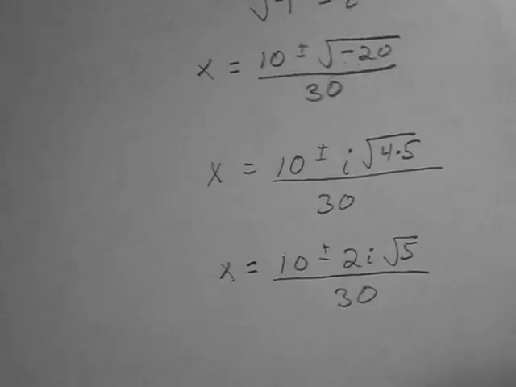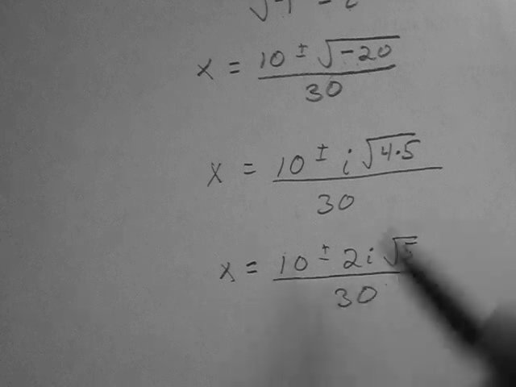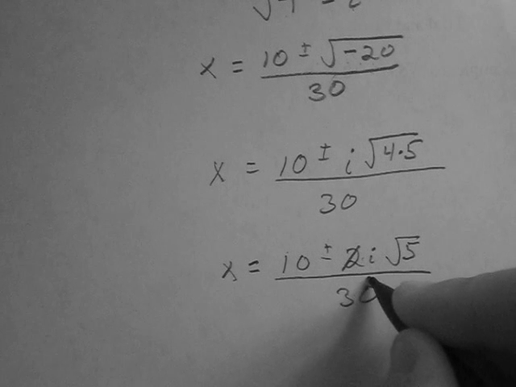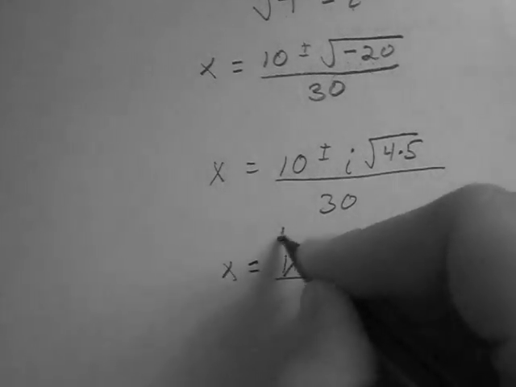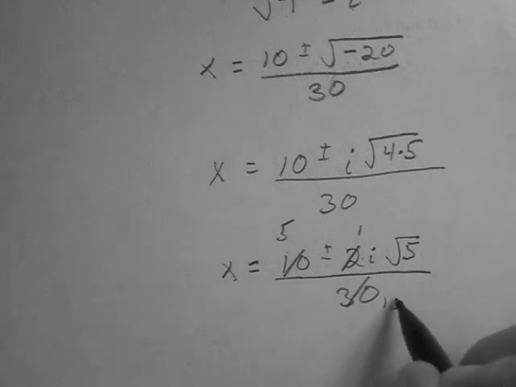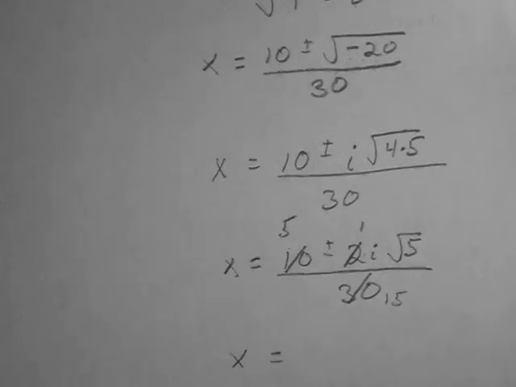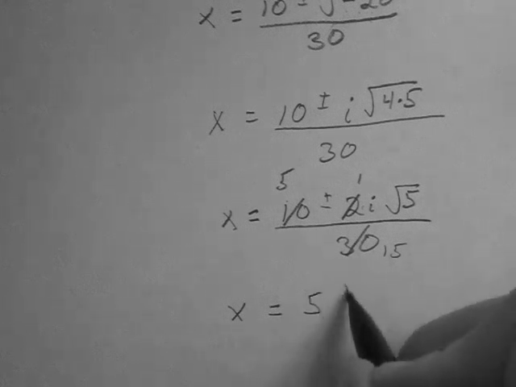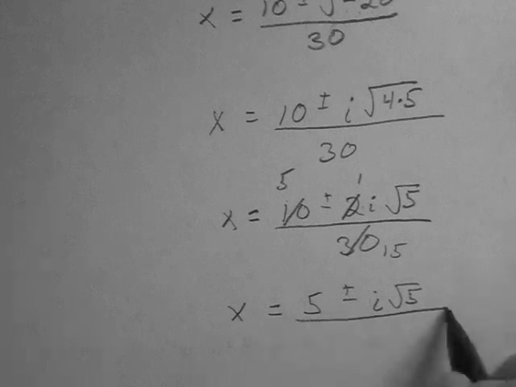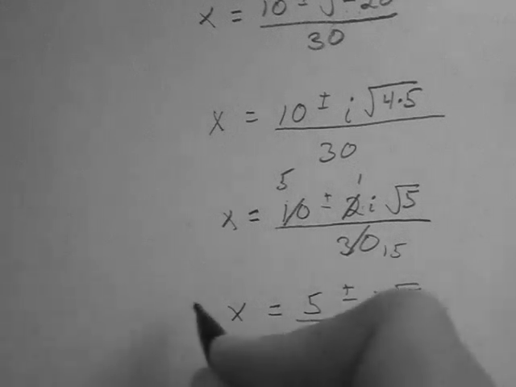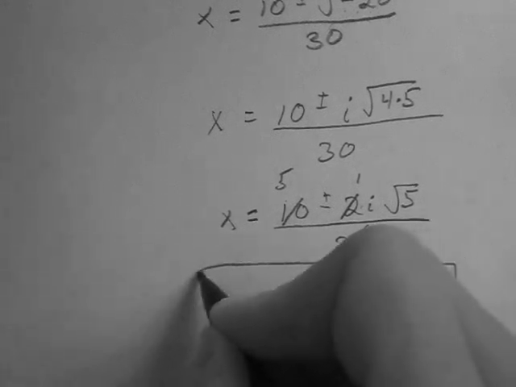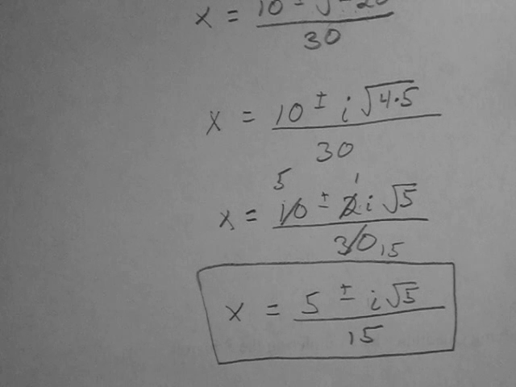Now from here, I just do what I did in my last example, and I divide all of these by the greatest factor that I can. They can all be divided by 2. So 10 divided by 2 is 5, 2 divided by 2 is 1, and 30 divided by 2 is 15. So my answer is going to be 5 plus or minus 1i square root of 5 divided by 15. And so that's how you deal with imaginary roots and simplifying quadratic equations.